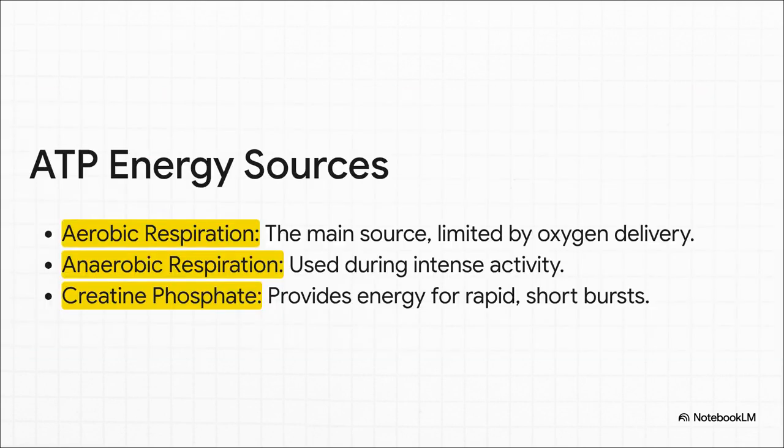And you might be wondering, where does all this ATP energy even come from? Well, our muscles have a few tricks up their sleeve. For normal, sustained activity, they use aerobic respiration, which needs oxygen. But for really intense, short bursts of action, your body can switch to anaerobic respiration or even tap into a super fast energy reserve called creatine phosphate.